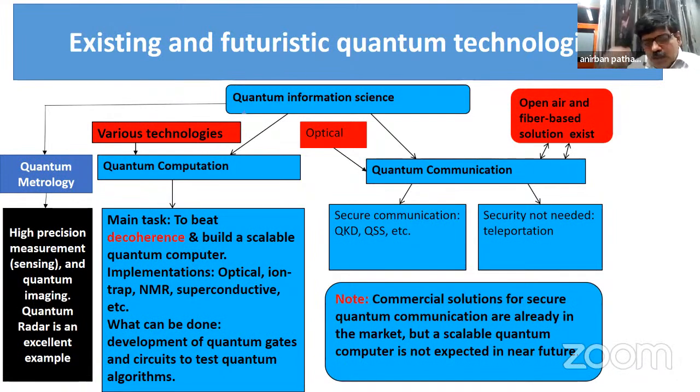And very soon there will be a handheld magnetometer, meaning an MRI device, which will look like a metal detector, it is expected. There will be many quantum sensors. And quantum computation is about building quantum computers, and you have heard many talks on that. Here, we are talking about quantum communication.